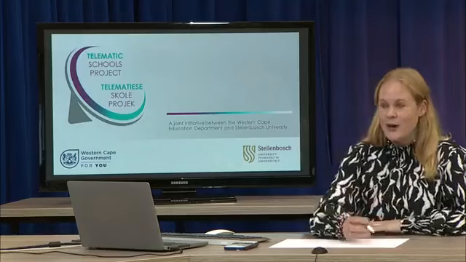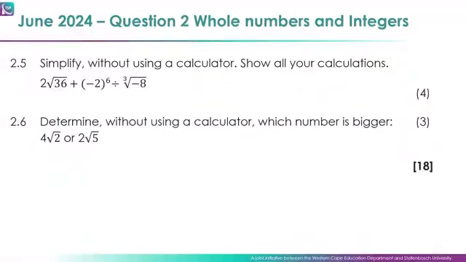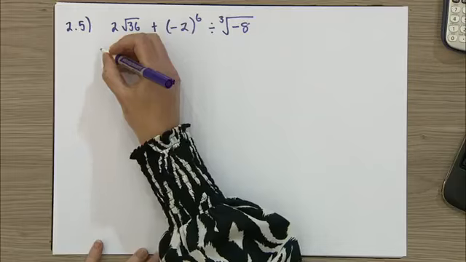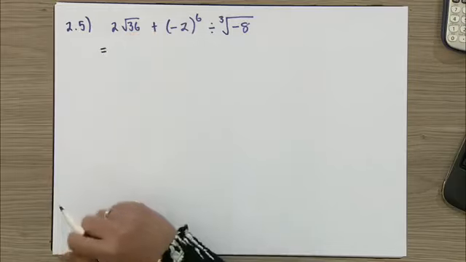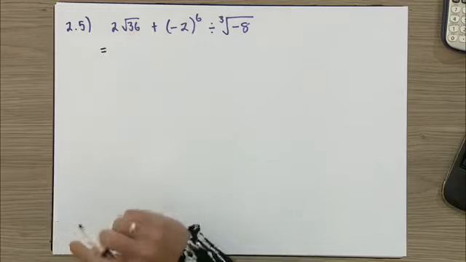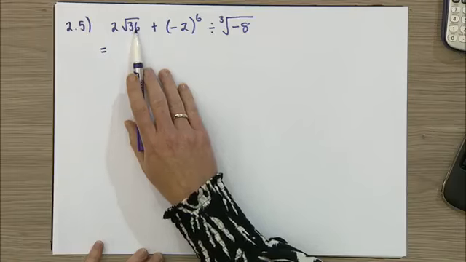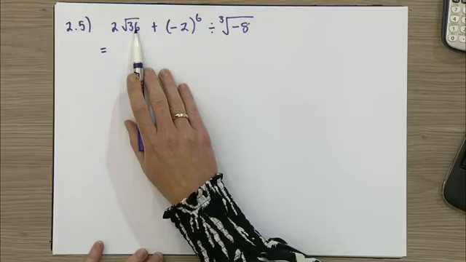Question 2.5. They tell us, simplify, very important, without using a calculator and show all your calculations. So why without using a calculator? Because your teacher wants to know if you know your basic rules. So if I look at this, the first thing I've got to do is I have to know what is the square root of 36. So grade 9s, what is the square root of 36? The square root of 36 is 6.